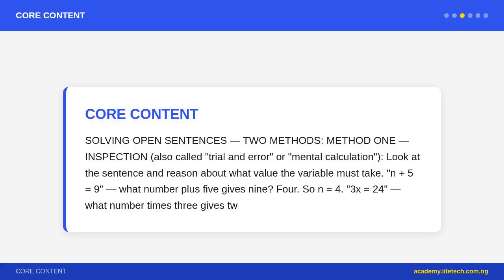Method 2, substitution, checking a proposed solution. Given a possible solution, substitute it into the open sentence to check. Is x = 3 the solution to 4x − 2 = 10? Substitute: 4 × 3 − 2 = 12 − 2 = 10. Yes. x = 3 is the solution.